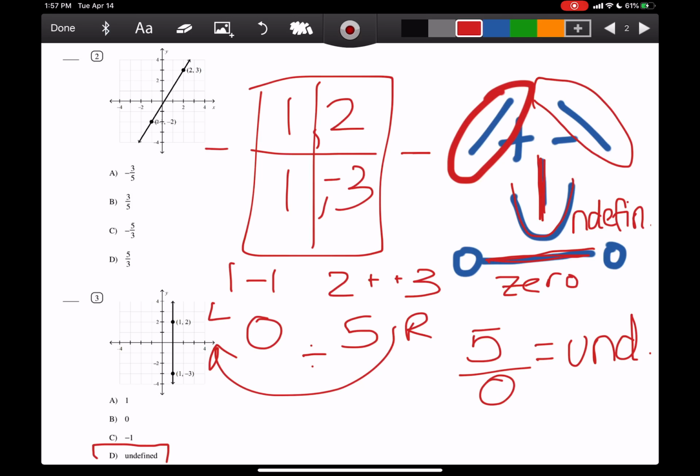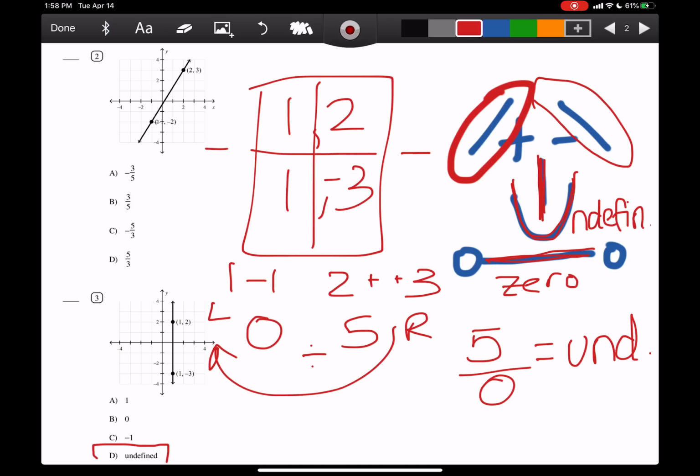So if we look at our graph on number 3, we have a vertical line, up and down line. So if we just look at Mr. Slope Guy, we will automatically know that there's no use for me even doing any type of calculations really, because I know that according to Mr. Slope Guy, it's going to be undefined.